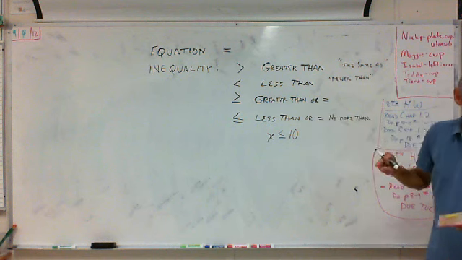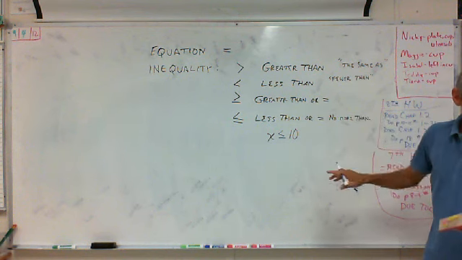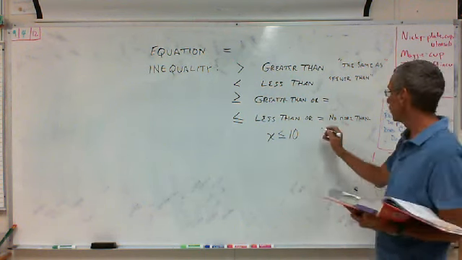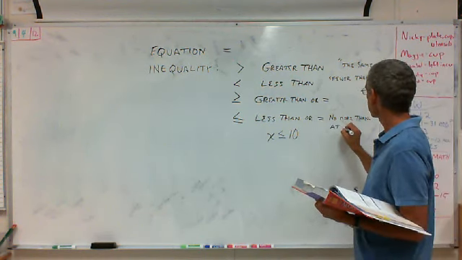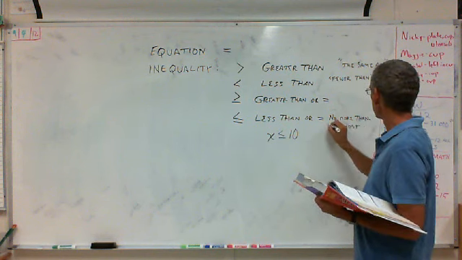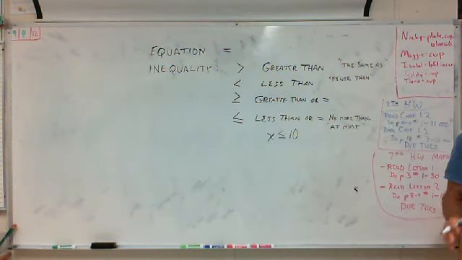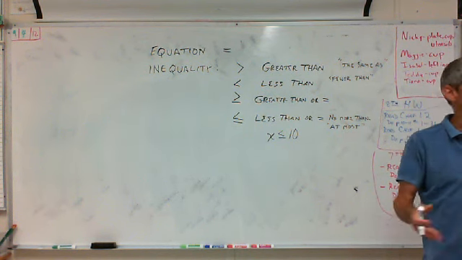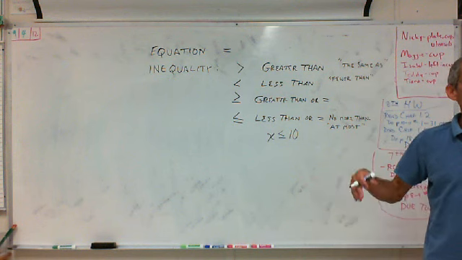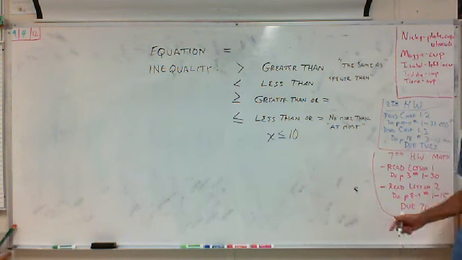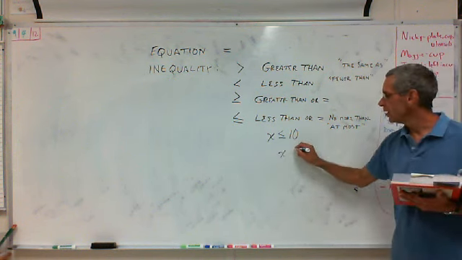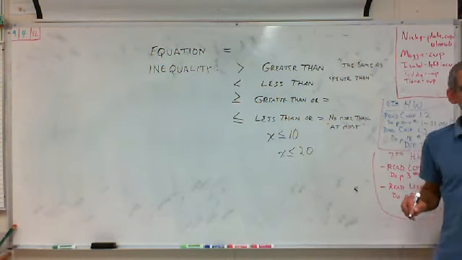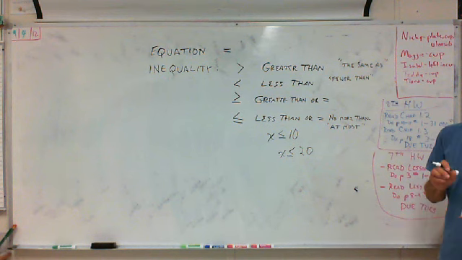For the other one, let's stick with this one since we're on this one. Less than or equal to: at most, no more than. You might see those words, at most. For example, the number of petunias he's got growing in his garden is no more than 20. That would mean x is less than or equal to 20 petunias. No more than.